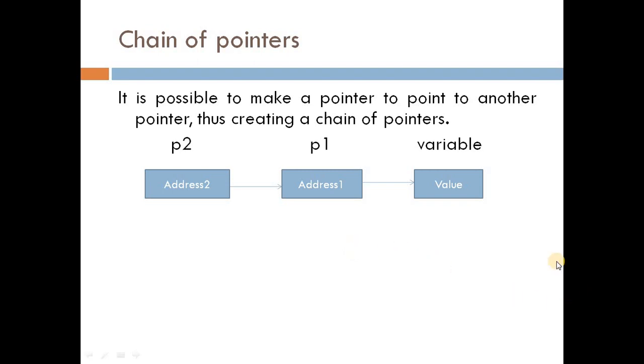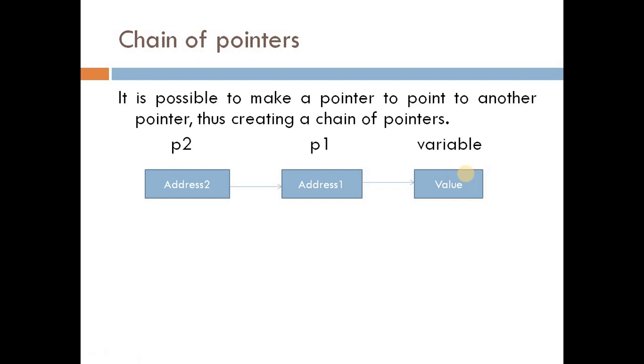In the given example diagram, you can see that first we have taken a value and this value is stored in a variable. P1 is a pointer variable which stores the address of this value. We have taken one more variable. P2 is also a pointer variable, but this P2 variable will store the address of P1. So P2 is a pointer variable which points to a pointer variable. That is why this is known as chain of pointers.